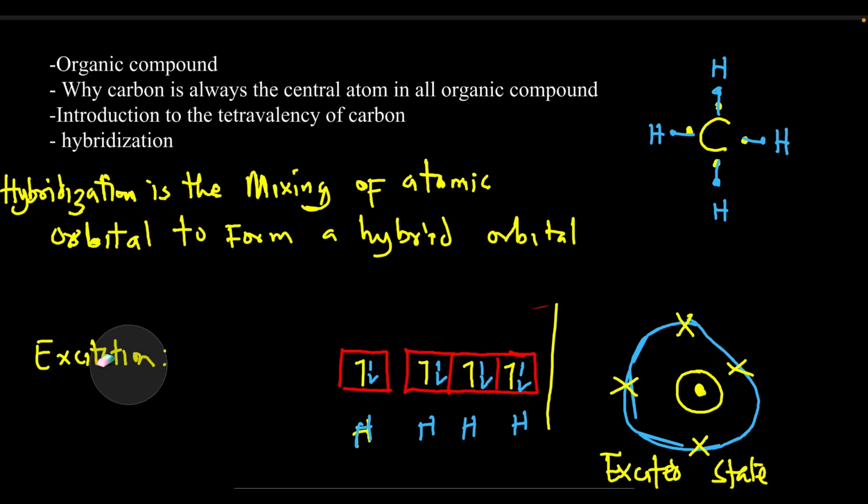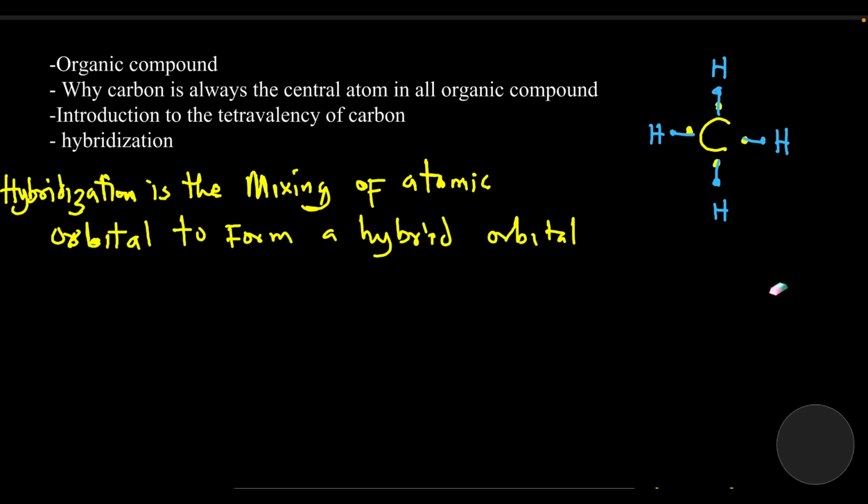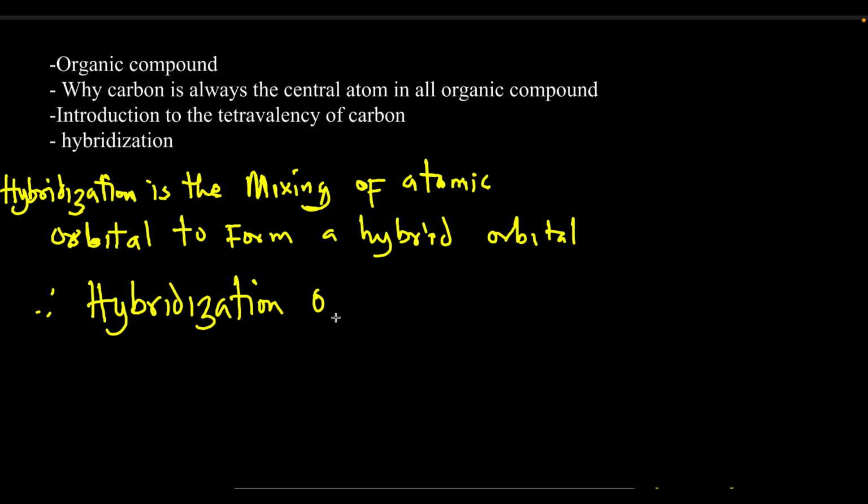Hybridization can be written for any atom in a compound, but most especially it is always written for the central atom. Now in organic chemistry, the central atom is always carbon. So anytime we talk about hybridization in organic chemistry, we are basically referring to hybridization of carbon. So therefore we now come here to say hybridization of carbon.